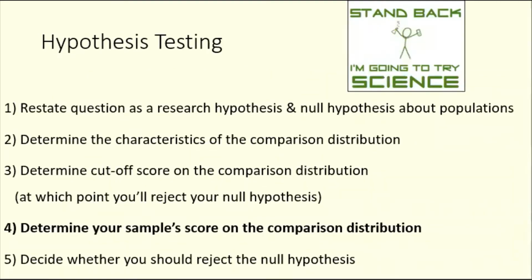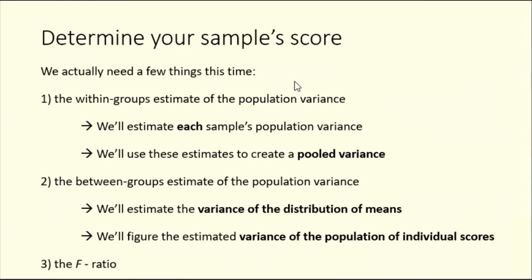And so now here we get to step 4. Here we're going to determine our sample score on the comparison distribution. And again, here we'll actually need a few things this time. We're going to really be calculating 2 things, which will each have about 2 steps, although some of those steps might have some additional sections to them or multi-part steps here. And then we're going to calculate that F ratio. And this is really what we want, but we need to do all of this to get it.